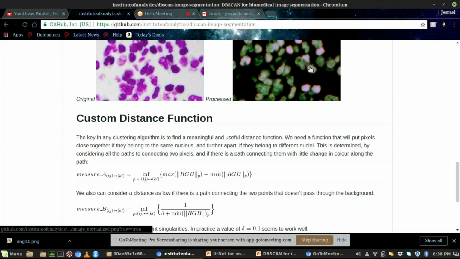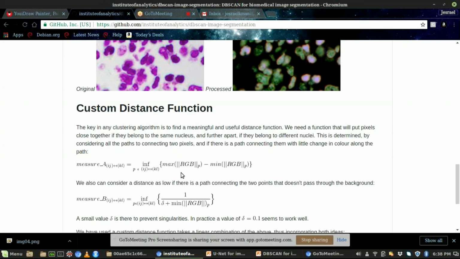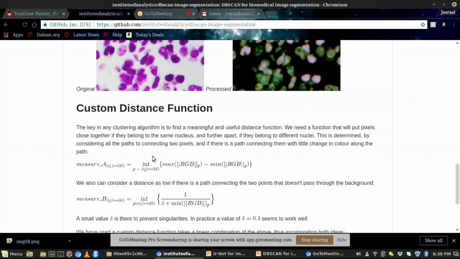If that difference is large, then you're jumping from a region of a certain color density to a region of another color density, and most likely they belong to different clusters and should be put in different clusters. So the distance between them should be large. Essentially, I have defined the range of color variation along a path, and there should be at least one path with small range in color variation if you want those two points to be part of the same cluster. So what I am doing here is taking the minimum across multiple paths. There are multiple paths connecting ij to k, so I take the minimum of this. This is the infimum.